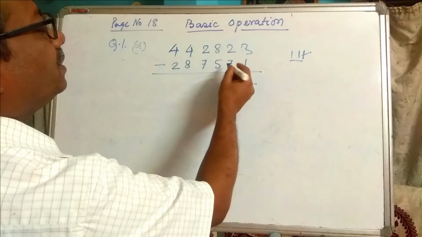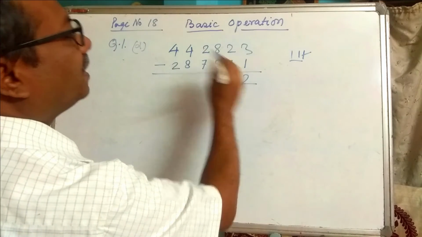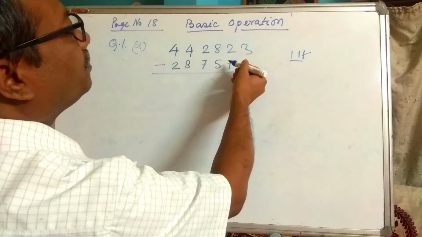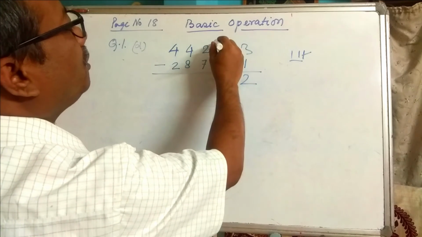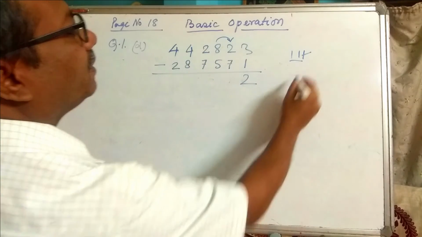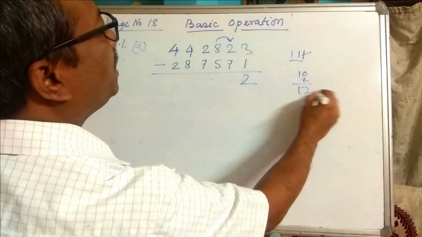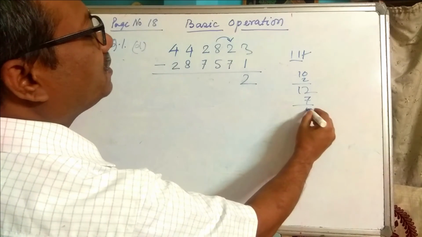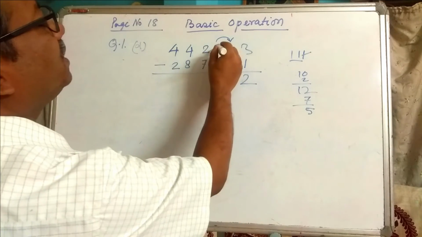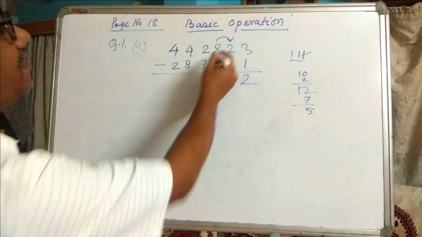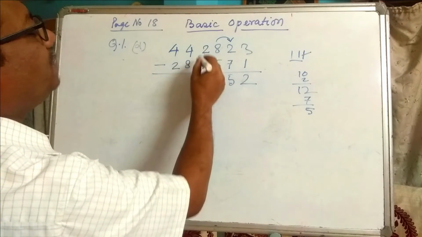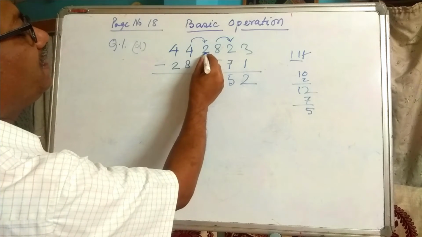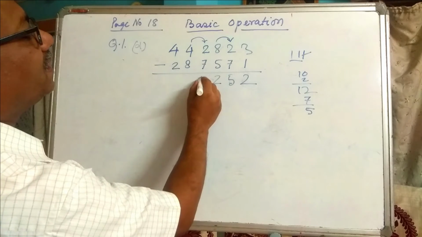From 2, if we want to subtract 7, it is not possible. 7 cannot be subtracted from 2. So from 8 we will borrow 10. 10 plus 2 will be 12. Then 12 minus 7 is 5. How much remains here? 7. 7 minus 5 is 2. 2 minus 7 is impossible, so we will borrow 10 again. It will be 10 plus 2, 12. 12 minus 7 is again 5.